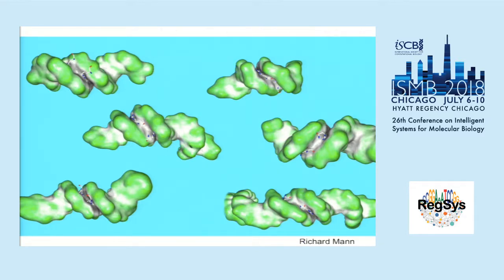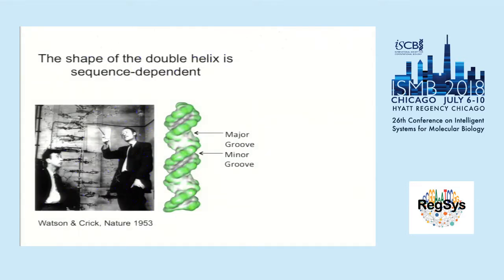And this will be my talk today. How do these different shapes, you can think of three-dimensional shapes that children play with, contribute to transcription factors finding their target sites in the genome? And I want to remind you, this is the structure that Watson and Crick postulated, a regular, idealized, canonical B-DNA. This is their model here, and in the background, the only figure in their paper.